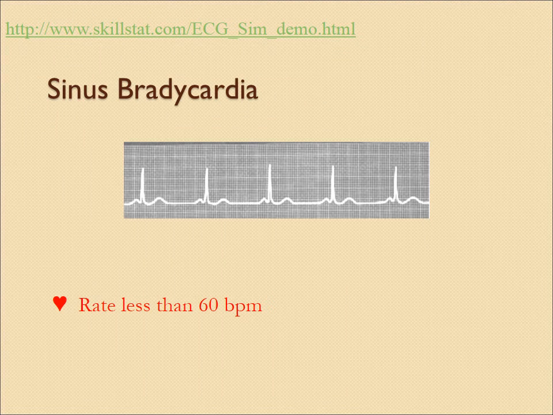So here is the rhythm strip that shows what it looks like. The rate is less than 60 when we are counting it out on our rapid estimation: 300, 150, 100, 75, 60, and 50. We're running around 50 here.